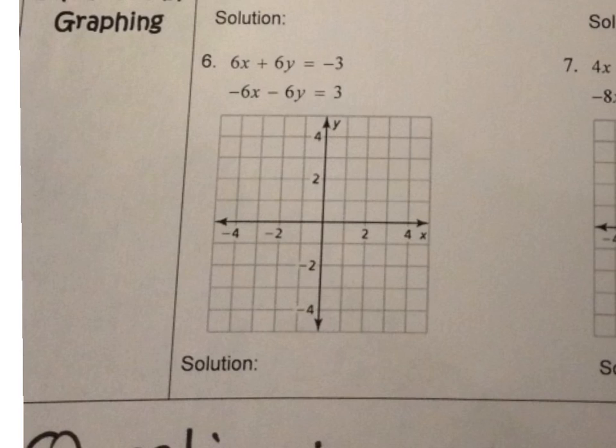Now let's try number 6. What do you notice as different about number 6? Hopefully you notice that the equations they gave us are not in y equals mx plus b. They're not in slope-intercept form. They are given to us in standard form, ax plus by equals c. So what can we do with this standard form to get it to slope-intercept? Well, we're going to solve for y. So we need to solve both of these equations for y.